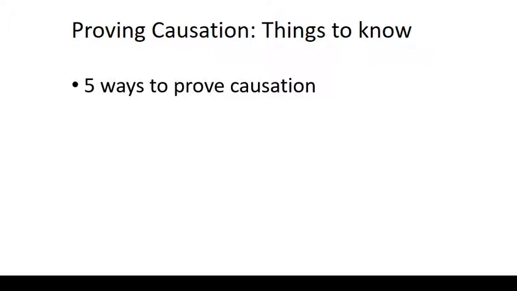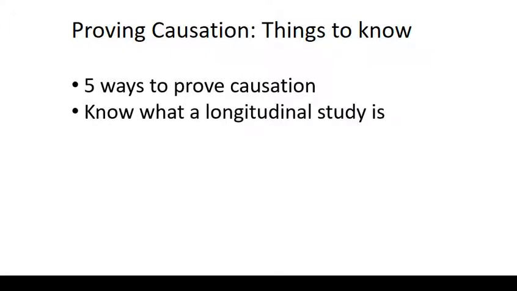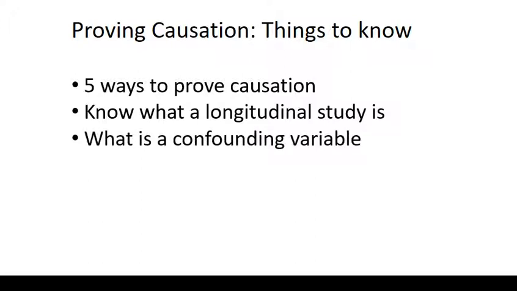5 different things that you would look at in trying to establish a cause and effect relationship, that is, something causes something else to happen. I want you to know what a longitudinal study is. That's a particular type of statistical / epidemiological study, also known as a cohort study. Understand what confounding variables are. That's certainly a big part of this discussion.